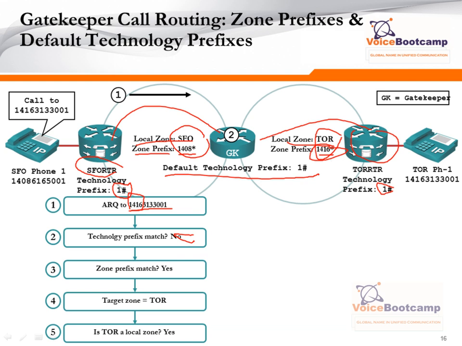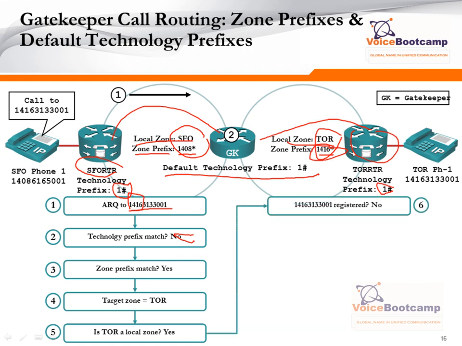Toronto is a local zone. Now the number is not registered. Like I said, remember the gateway with the endpoint such as FXS or ePhone has the capability of registering the endpoint numbers. Well, in this scenario this is not the case, so the gateway did not register any endpoint. So because the number is not registered, then the system will say, was the technology prefix found in step number 2? Well, in this case the answer is no.